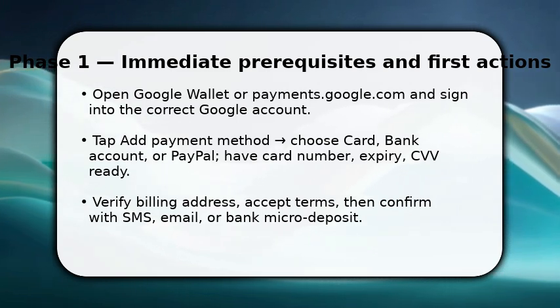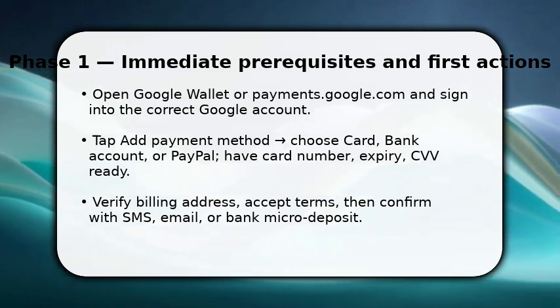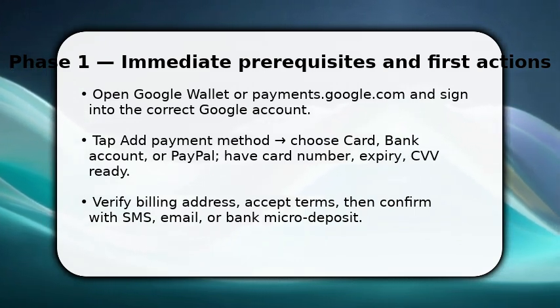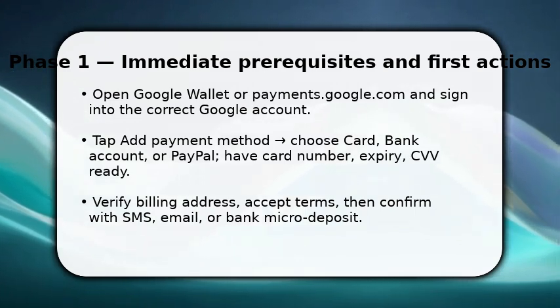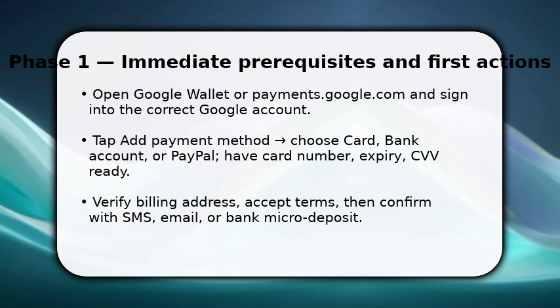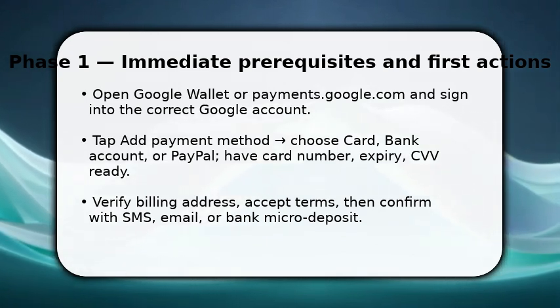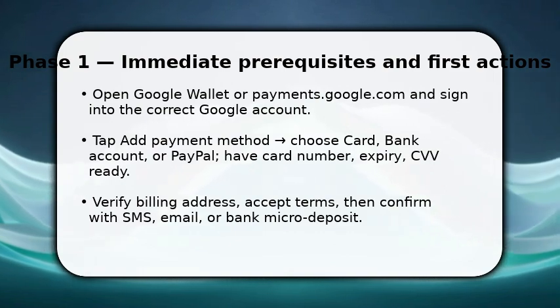Enter the card number, expiry, CVV, and correct billing address. Make sure to accept the terms. Then confirm verification. Google may send an SMS code, email link, or small bank micro deposit. This step links the instrument to your Google profile so it's usable everywhere.